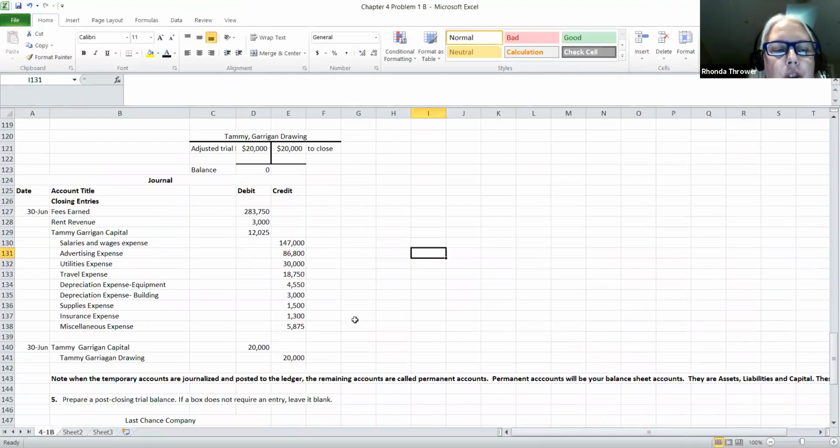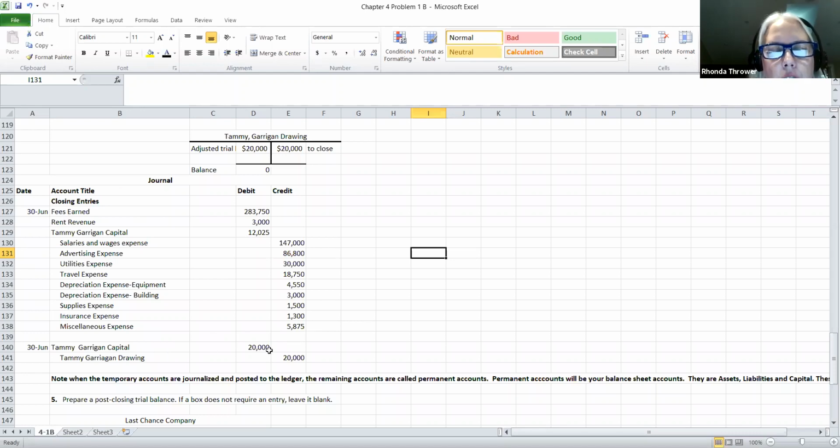So there are two closing entries. The first closing entry will close out all your revenue and expense accounts. They close the difference, which is net income or net loss, to capital. That's the first closing entry. The second closing entry is to close the drawing account to capital.